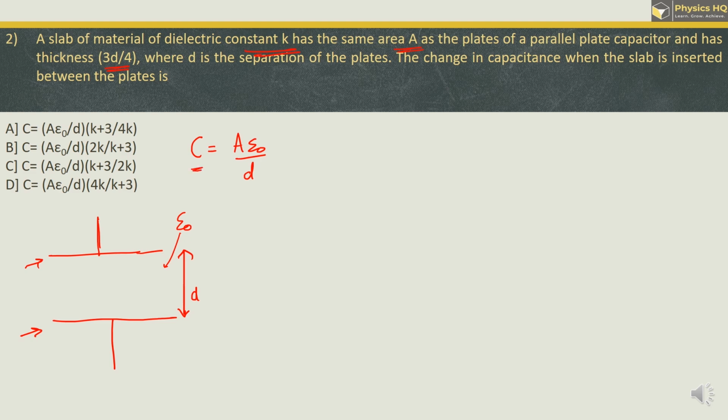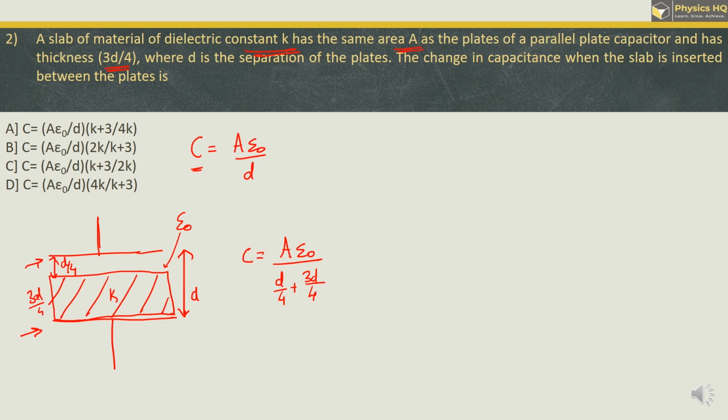Now what they are saying is 3/4 of this distance is actually filled with a substance which is having dielectric constant K. So 3D by 4 is the distance for this and the remaining D by 4 is still air. In that case, the new formula for capacitance is given by A epsilon naught by D by 4 for air and remaining 3D by 4 for the new material of dielectric constant K. So that dielectric constant K is multiplied over here in the denominator. Remember this.